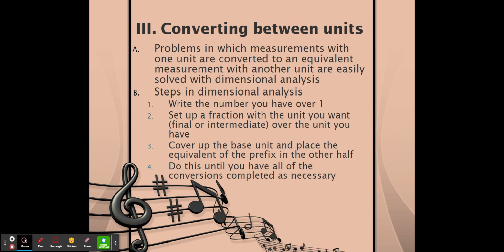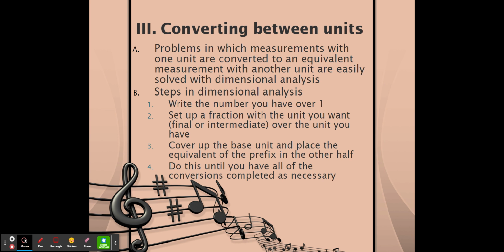There are a few steps to follow. You're going to write the number you have over 1. Technically, you don't have to do that, but by putting it over 1, you just basically are setting things up to see numerators next to each other and denominators next to each other. You're going to set up a fraction with the unit you want, final or intermediate, so maybe more than one step, over the unit you have. So, for instance, when I was talking about the 3 feet times 12 inches divided by 1 foot, I put the unit I was looking for, 12 inches, on top, and the unit I had on bottom, 1 foot.